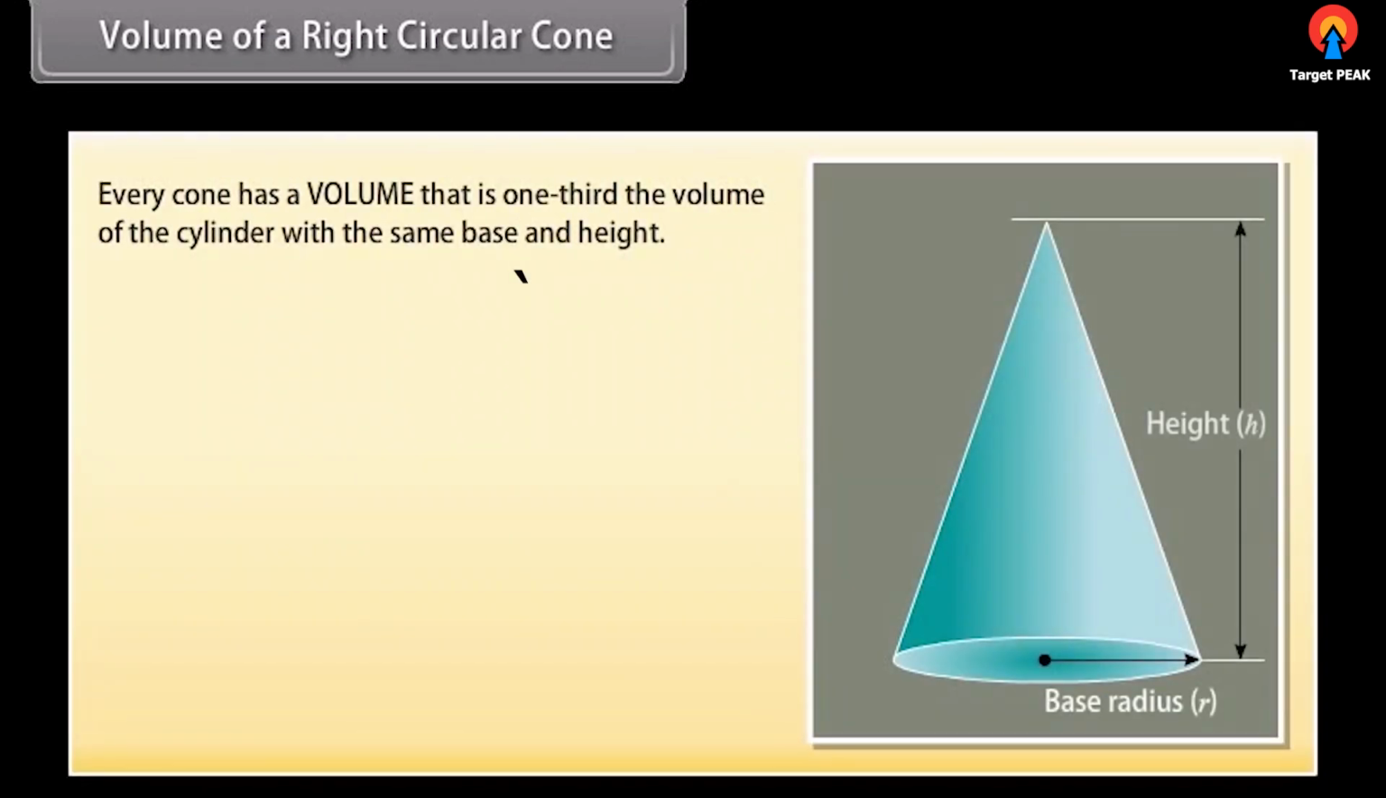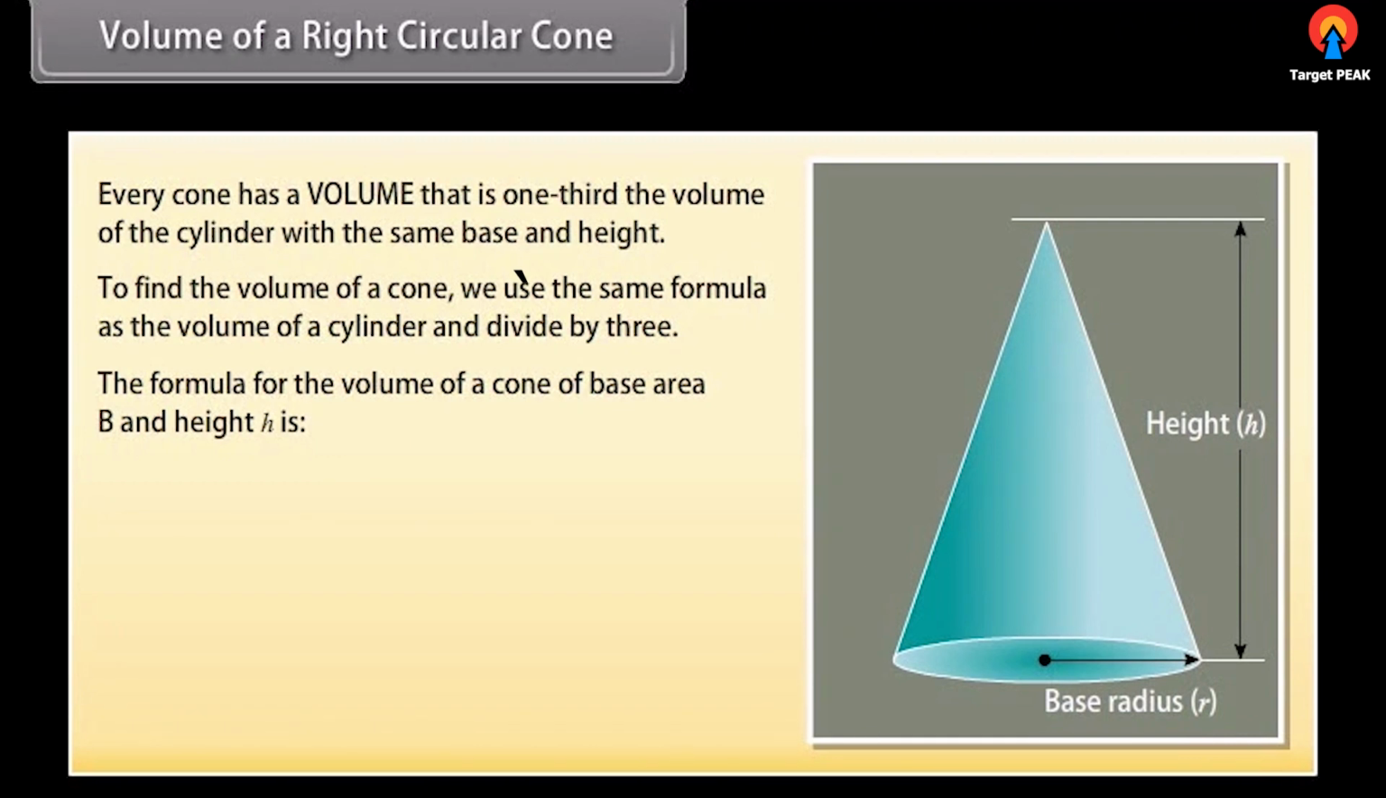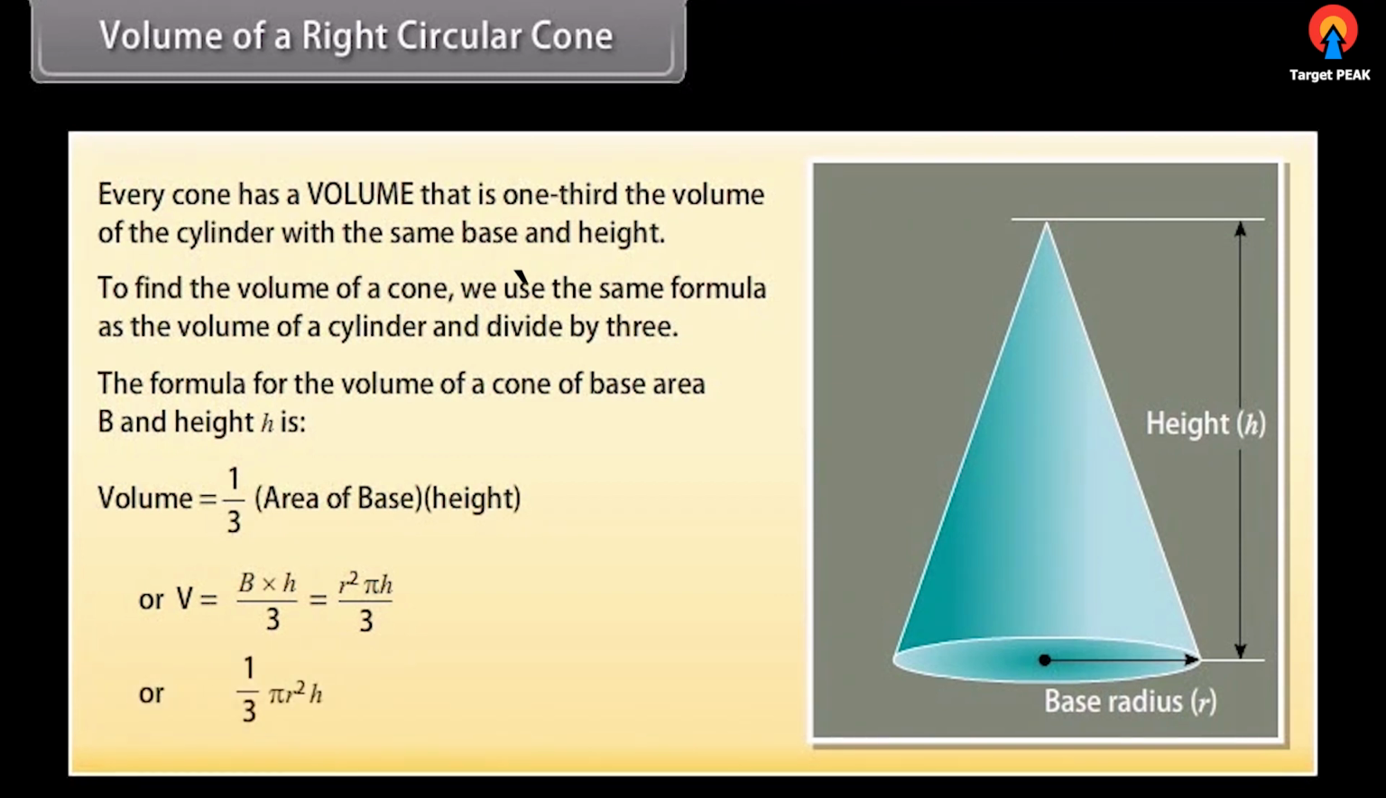Volume of a right circular cone. Every cone has a volume that is 1/3 the volume of the cylinder with the same base and height. To find the volume of a cone, we use the same formula as the volume of a cylinder and divide by 3. The formula for the volume of a cone of base area B and height h is volume equals 1 upon 3 into area of base into height, or V equals B into h whole upon 3 equal to r square pi h whole upon 3, or 1 upon 3 pi r square h.